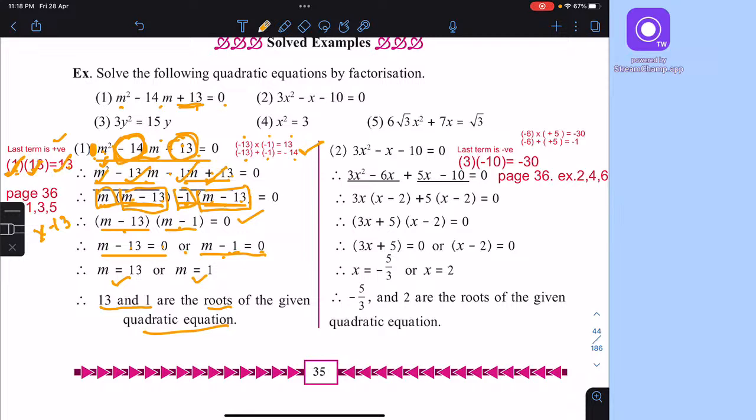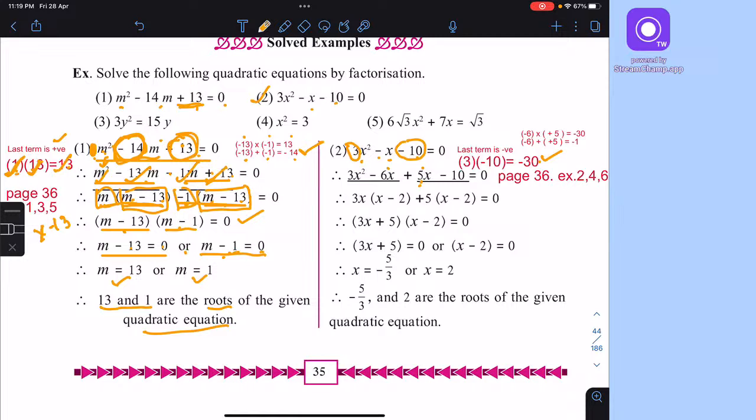Now consider second. 3x square minus x minus 10 equal to 0. Now here you will find that the coefficient of the quadratic term is 3 and the last term is minus 10. So 3 into minus 10 is minus 30. When the last term is negative, you have to see two factors whose signs are different. So here you are getting minus 6 and plus 5, whose product is minus 30, and whose sum is minus 1.